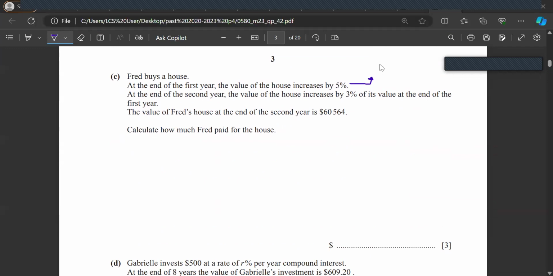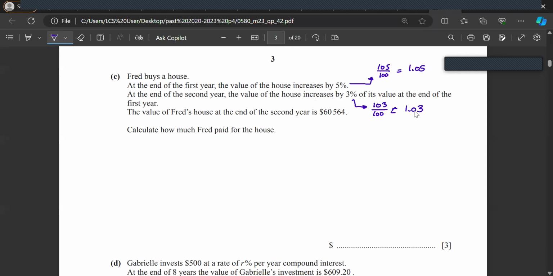5% means 105 because it is an increase, right? And then divided by 100, it will be 1.05. This is what happened in the first year, okay? But what happened in the second year? In the second year, the house increases also, but this time by 3%. So 103 over 100 equals 1.03.